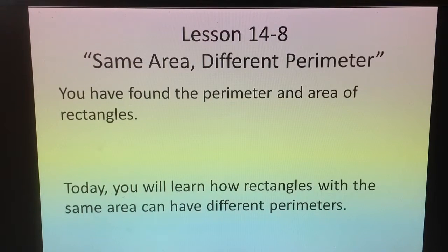Hello, today's lesson is 14-8. It's called Same Area, Different Perimeter. Tough lesson today. Wow, so thank you for watching the video and reviewing this.